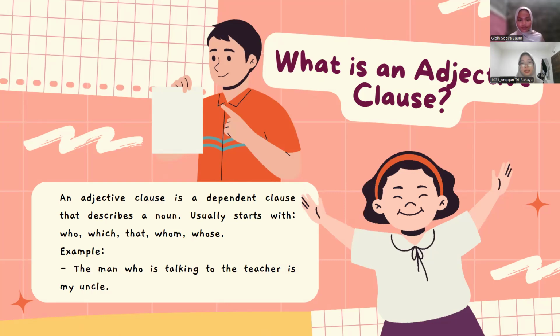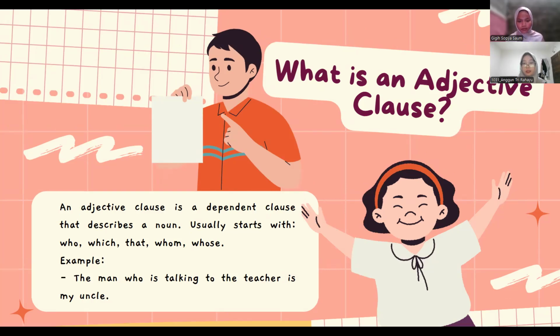So I will explain about sentences with reduced adjective clauses. So what is an adjective clause? An adjective clause is a dependent clause that describes a noun. These clauses often begin with relative pronouns like who, which, that, whom, or whose. For example, in the sentence, the man who is talking to the teacher is my uncle, the clause who is talking to the teacher describes the noun man.